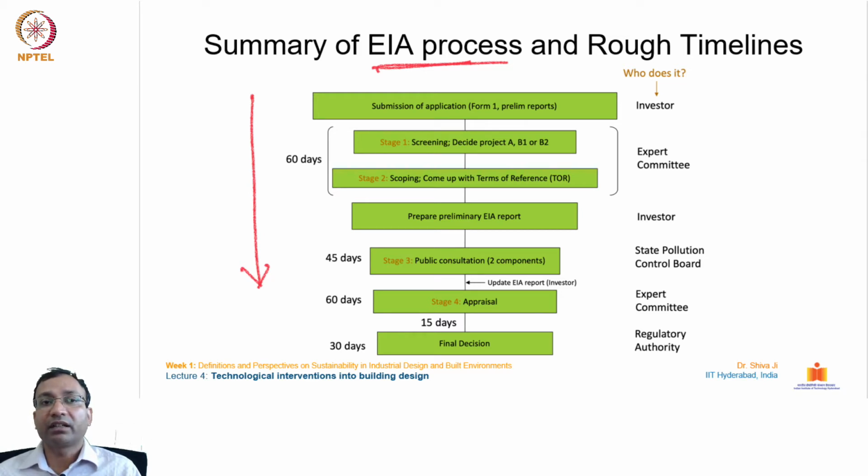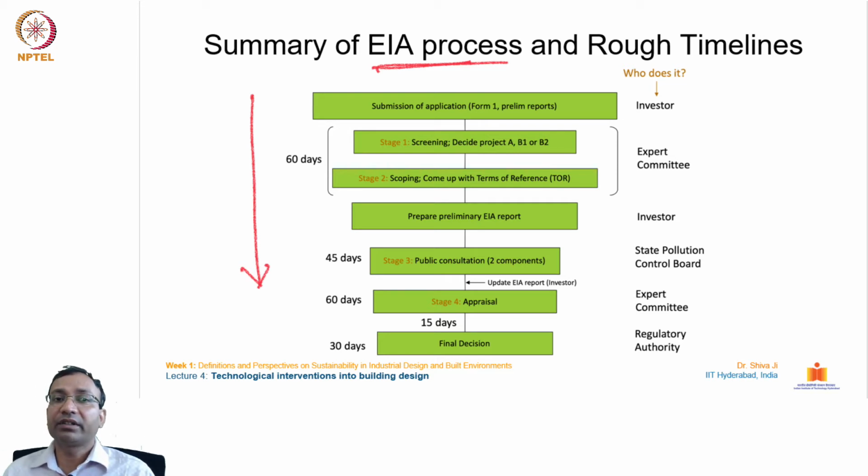So it decides, based on the project, in different categories, and then it checks the scoping. It comes up with the terms of reference (TOR), and then it goes for preparing a preliminary EIA report. And after that preliminary EIA report, it goes for consultation with different stakeholders, the public being the major stakeholder, and other researchers, NGOs, and several other independent environmental protection agencies, etc.